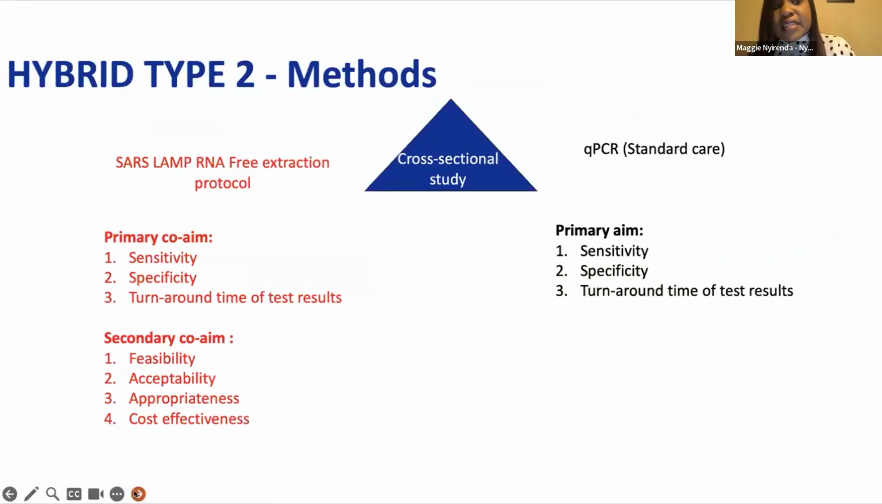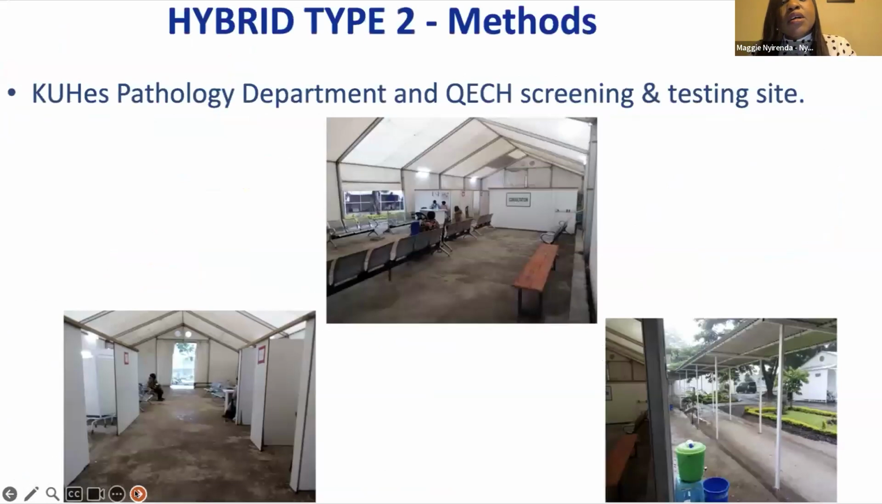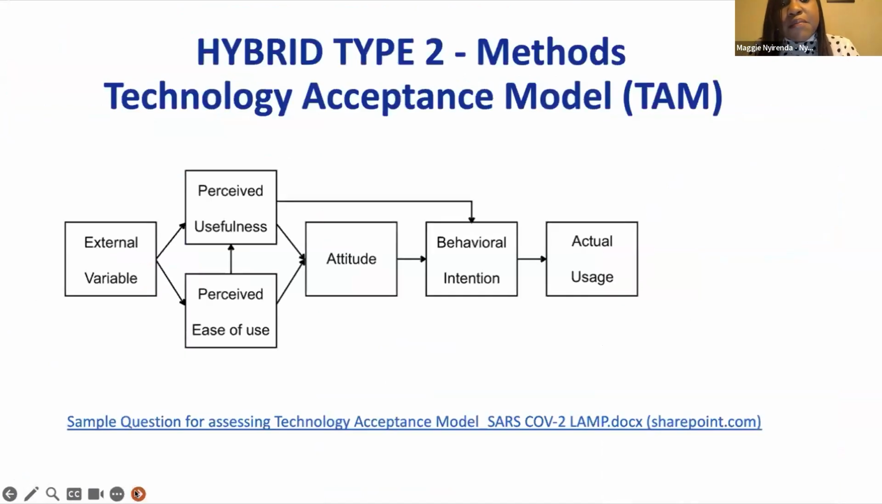And unlike the first study, I was testing these together, the effectiveness as well as the implementation outcomes. Next slide. This was the site, a COVID tent, and therefore I was also assessing all the barriers to testing, all the enablers, facilitators, the testing experience, and everything that the patients went through. Next slide. By this time, I now knew that there are models, so I used the technology acceptance model.